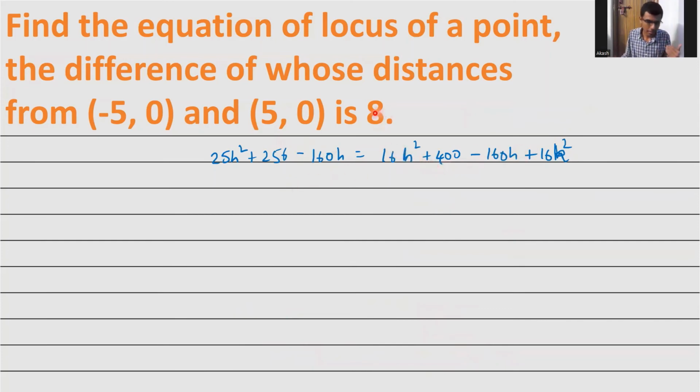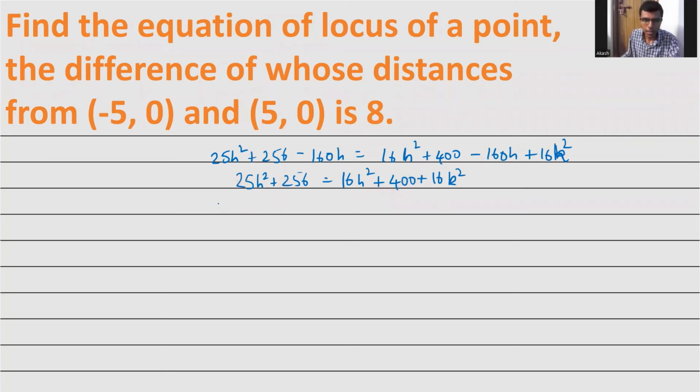Again, do the cancellation with pencil, guys. It will look neat. Okay, once again, I'm telling. So I'd be left out with 25h square plus 256 is equal to 16h square plus 400 plus 16k square. Okay. Now what I'm going to do is I'm going to get all these terms to this side.